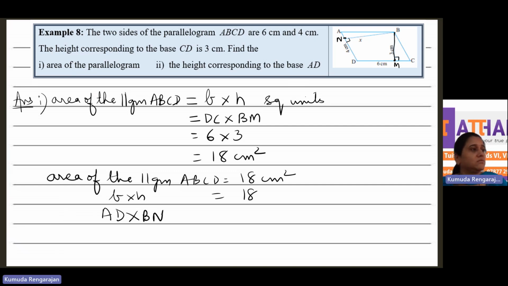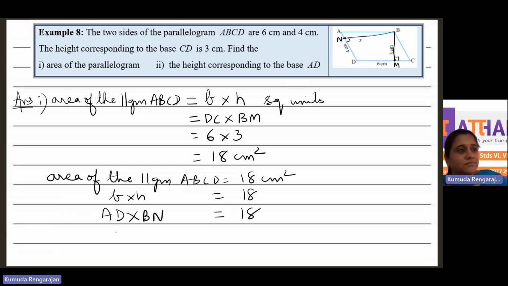Yes or no, children? If you take AD as the base, which is the altitude? What is an altitude? It's a line segment that should land on the base, and it should also make 90 degrees with the base. So look at BN. BN is landing on the base AD, and it's also making 90 degrees with AD. So the altitude is X, and base into altitude is equal to 18, correct?